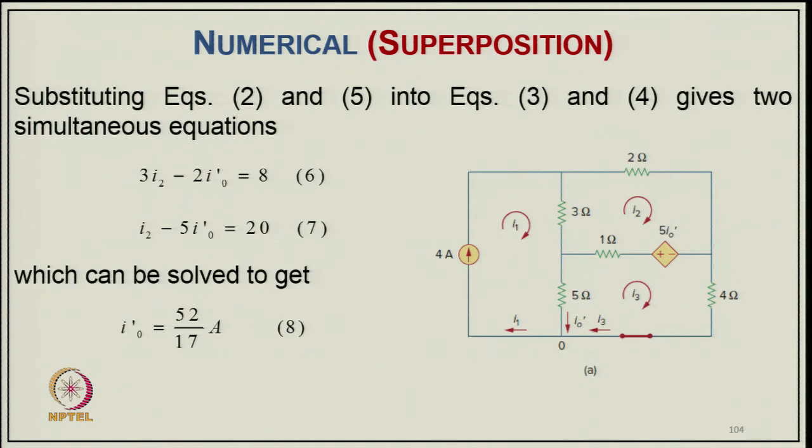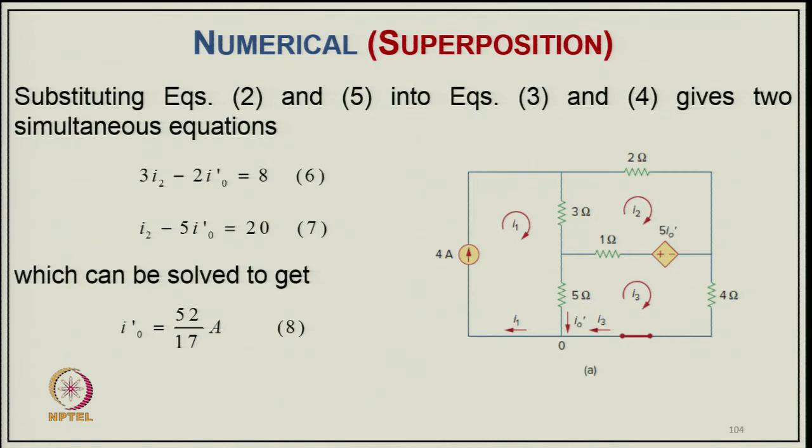From this, substituting equations 2, 5 and 3 into 4 gives the simultaneous equations 3 I2 minus 2 I0 dash equal to 8 and I2 minus 5 I0 dash equal to 20. So, we can solve these two equations to get the value of I0. So, I0 dash comes to 52 by 17 ampere.